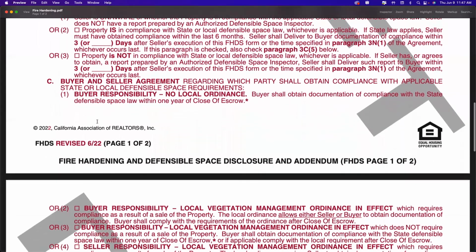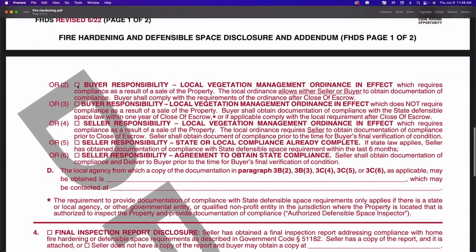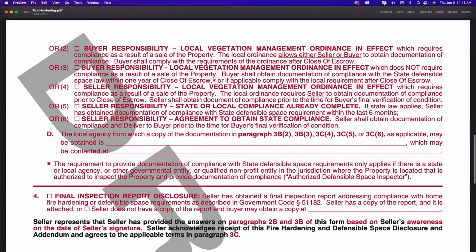So let me get to 3C, buyer and seller agreement regarding which party shall obtain compliance with applicable state or local defensible space requirements. Buyer responsibility. Buyers shall obtain documentation of compliance within the state defensible space law within 1 year of close of escrow. If I check this box, buyer responsibility, right? Local vegetation management. We could check it off, or we could choose, right? We can negotiate. Is it the buyer that's going to be responsible for this stuff, or the seller? And then if you know which local agency it is, you have to put the information in here.